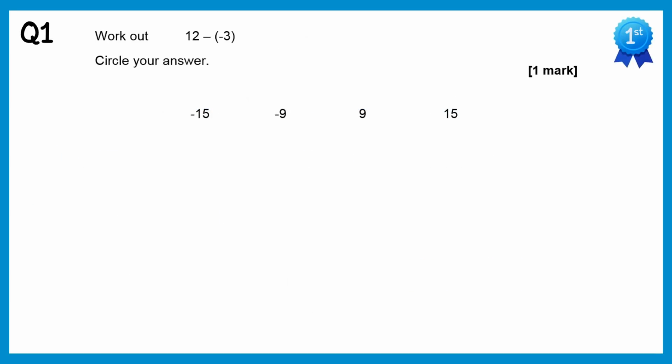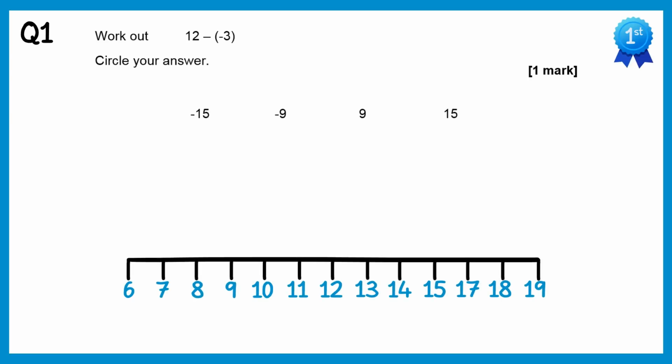So for question 1, we have 12 take away -3. To do this, I draw a number line. Since we start at 12, put a cross at 12. Now if the question said 12 take 3, we'd go left 3 spaces, 1, 2, 3, and end up at 9. But it doesn't say that, it says 12 take -3, so we go in the opposite direction. Remember, taking away a negative number is the same as adding. So instead, we go like this, which leaves us at 15.